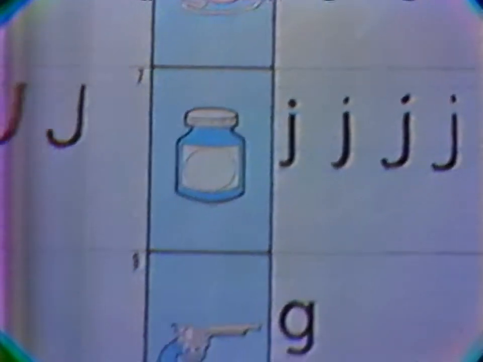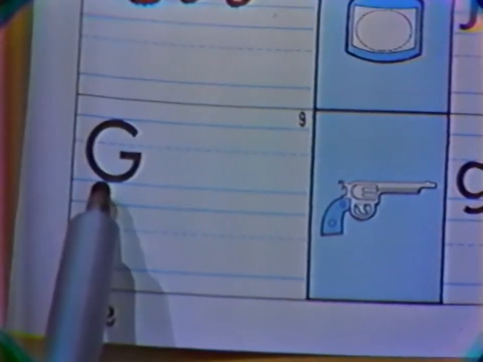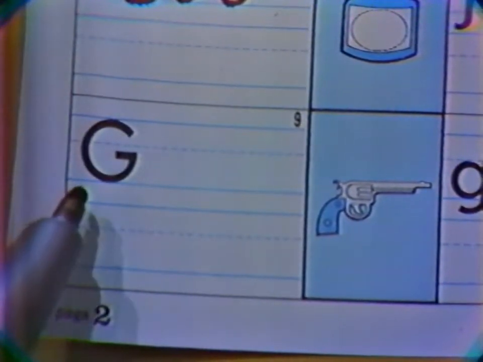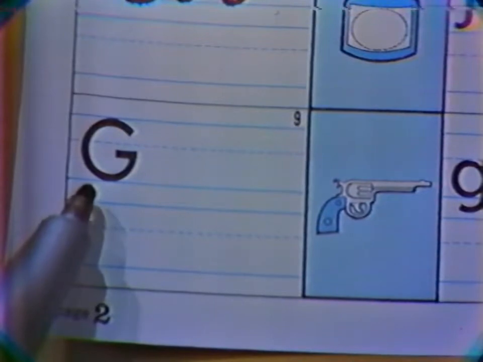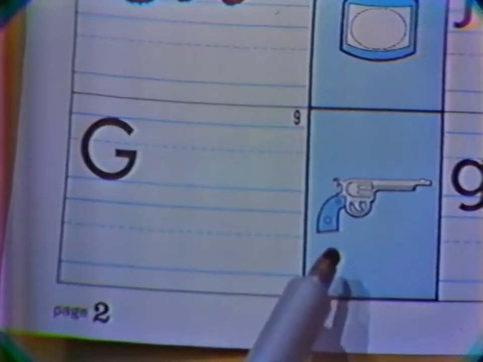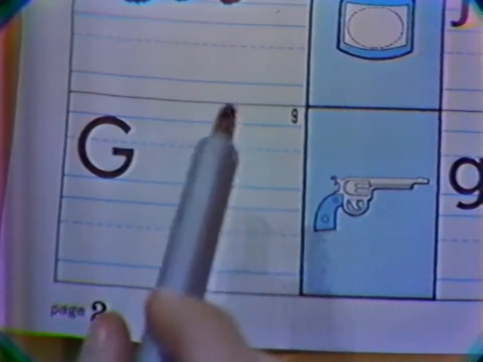Now, our last letter for today sounds like J sometimes, but most of the time it has the hard sound of G, as in gun. Of course, it's the letter G.